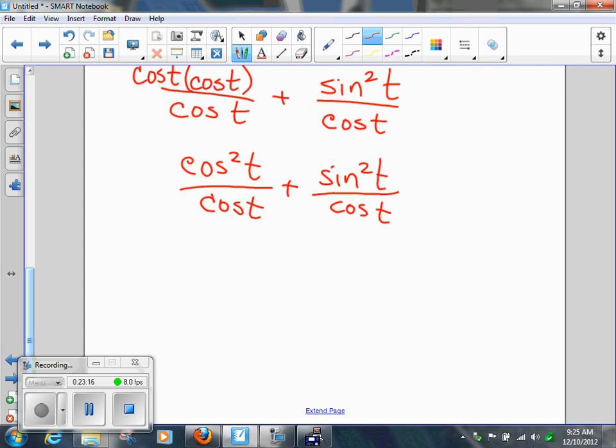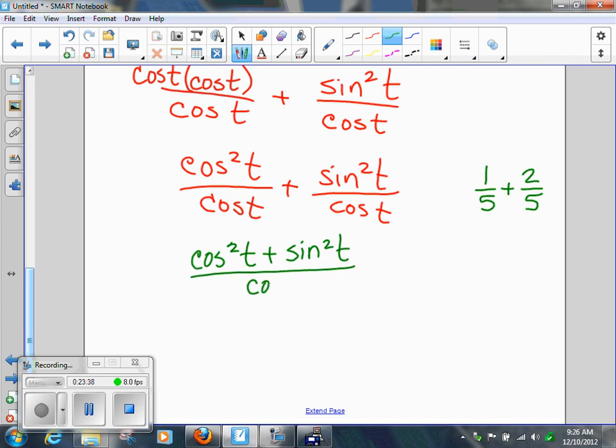We have like denominators. What can we do when we have like denominators, folks? When I have something that looks like this, excuse me, what can I do? I can add them together. So folks, add the numerators together. Cosine squared plus sine squared, bless you, over 1 denominator.